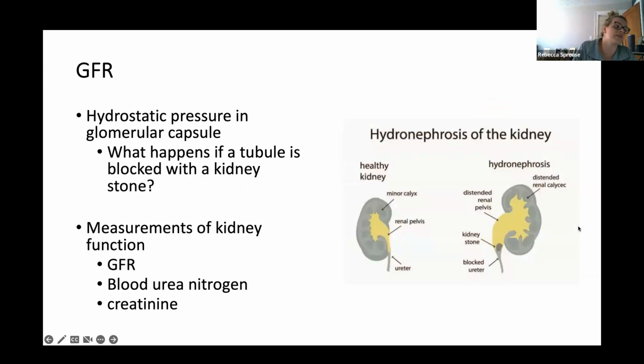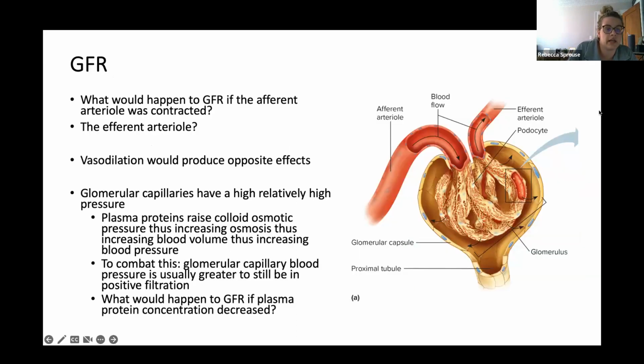So GFR, so we have that hydrostatic pressure in our capsule. So I'm talking about the pressure that's in here. Remember, this was our lowest pressure, but the fuller that capsule gets, the higher pressure it's going to exert and force things back into the capillary. So what happens if we have a kidney stone, right? What if there's a stone right here so that this filtrate cannot exit this glomerulus? Then what happens? This pressure is going to be greater and greater and greater. And that filtrate is going to go back into the bloodstream, and your kidneys are not going to be filtering very well.